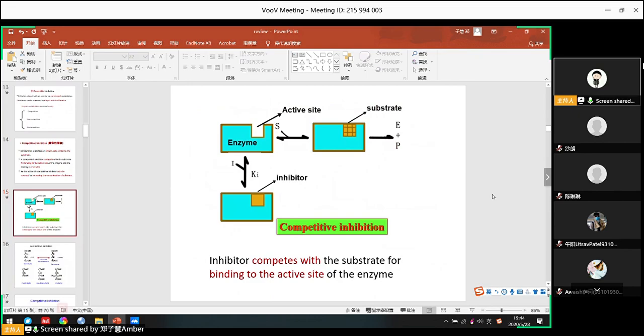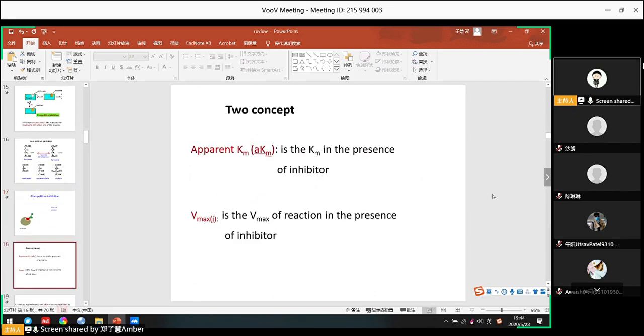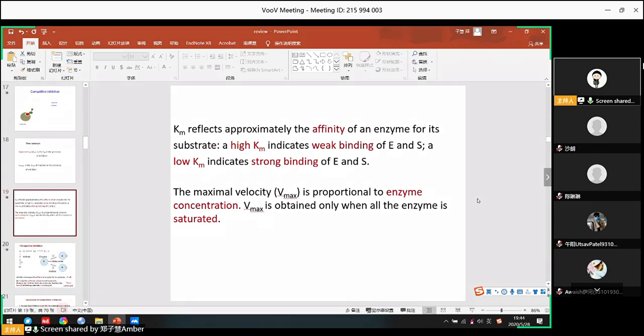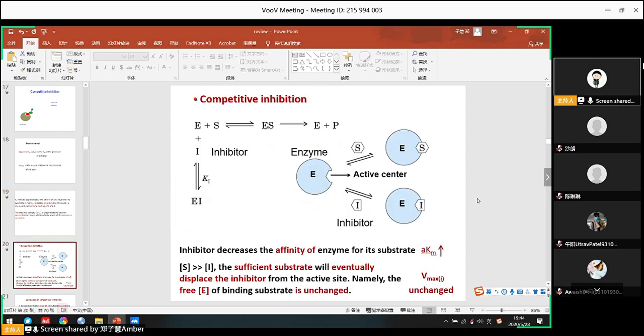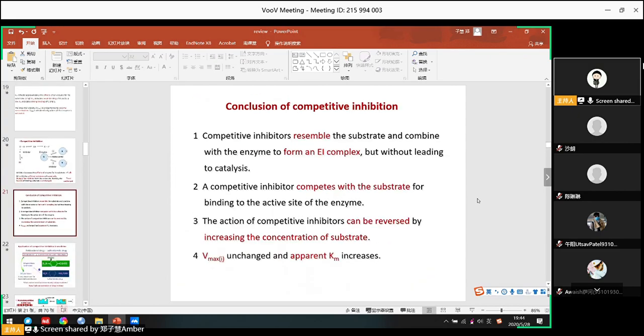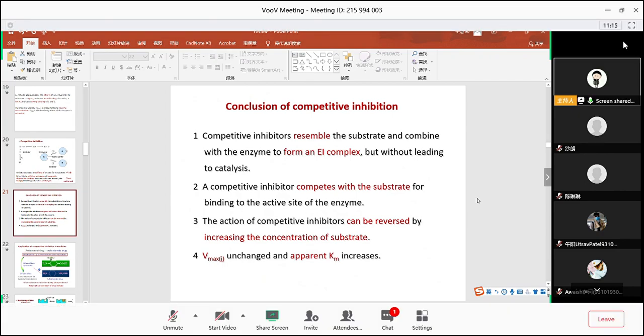In competitive inhibition, the inhibitor competes with the substrate for binding to the active site of the enzyme. And here we have two concepts: the apparent Km, and Vmax. You have to know what this Km means. So this is a summary of competitive inhibition. It's all in the lectures.